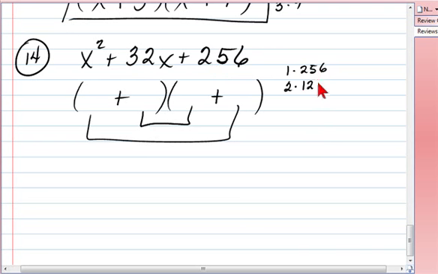2 times 128. No. 3 doesn't go into it, but 4 does, and it goes in there 64 times, but those don't add up to be 32. 5 doesn't go in there, 6 doesn't go in there, 8 does, and 8 goes in there 32 times, but those don't add up to be 32. All right. 9, 10, 11, 12, 13, 14, 15. 16 is the next one that goes in there, and 16 goes in there 16 times. Do those add up to be 32?